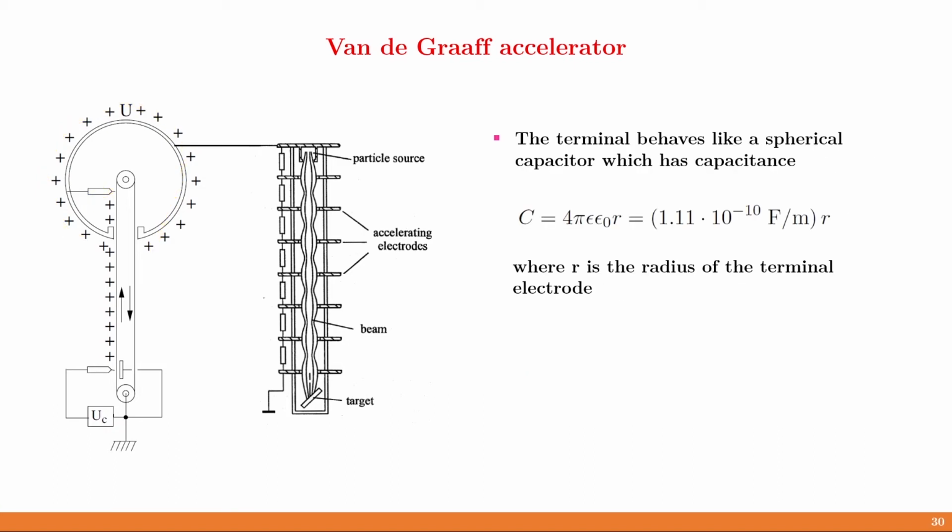The terminal behaves like a spherical capacitor which has a capacitance C equal to 4 pi epsilon epsilon 0 times R. So this turns out to be 1.11 times 10 raised to minus 10 farad per meter times R, where R is the radius of the terminal electrode. If it is an air-insulated electrode with R equal to 1 meter, then the capacitance value becomes 111 picofarad.